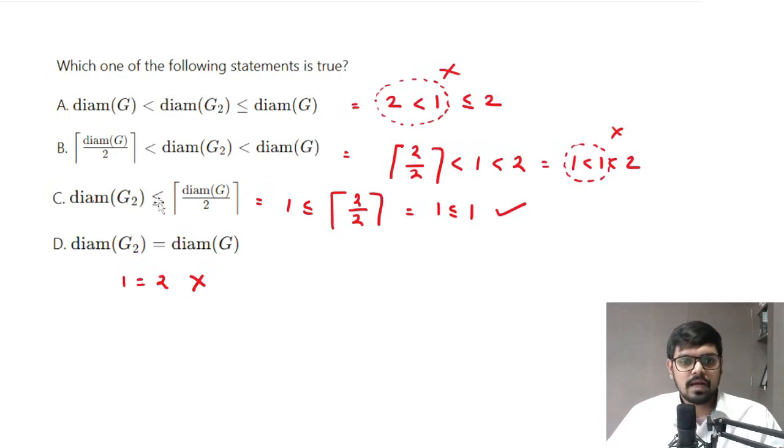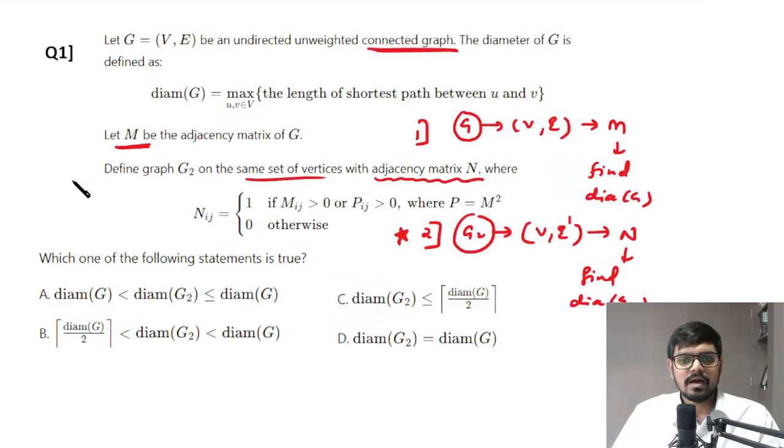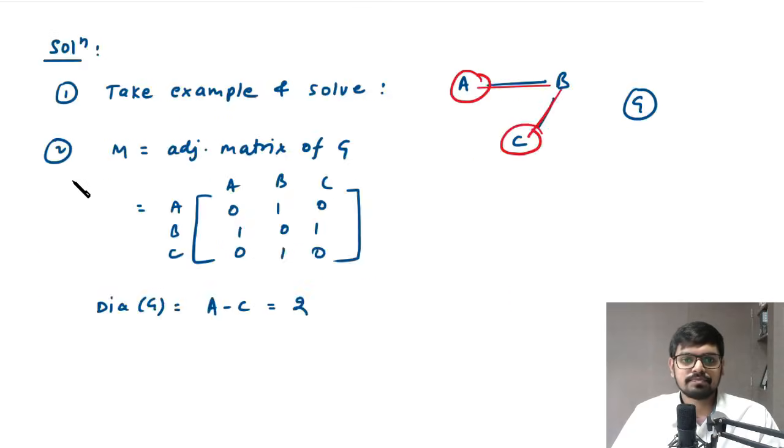So this was 1 less than or equal to 2 by 2. So 1 is less than or equal to ceiling function of 1, which is 1. So yes, makes sense. Makes sense doesn't mean it's the right option key. We also have to check the last option. Diameter of G2, which was 1, is equal to the diameter of G? No, it was 2. So this is absolutely wrong. Only one option makes sense. Option C is correct. Easy, understood how to solve this kind of question.